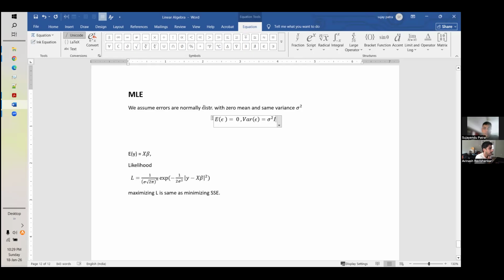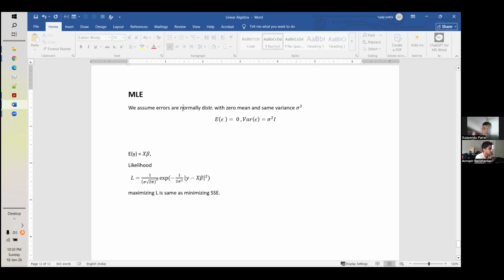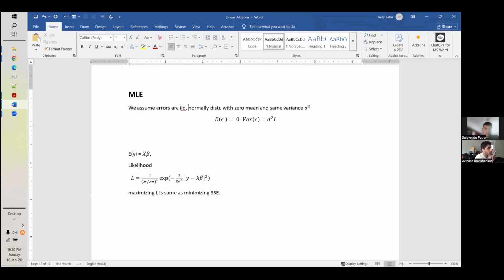Now what we are doing is taking what we did with the probability, but in matrix form. Yes, we are just writing those results in matrix form, because epsilon is a vector now, it has a covariance matrix, which is sigma square times identity. Okay, got it.